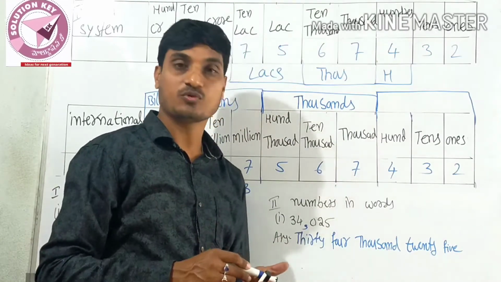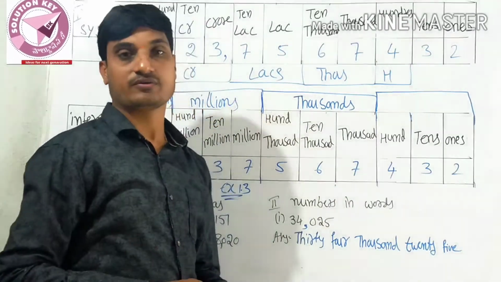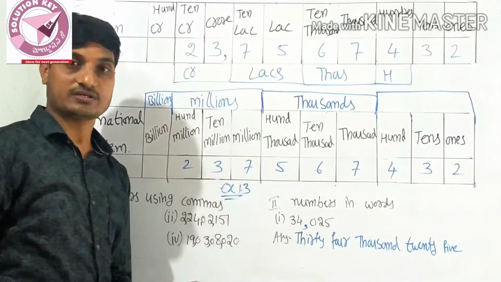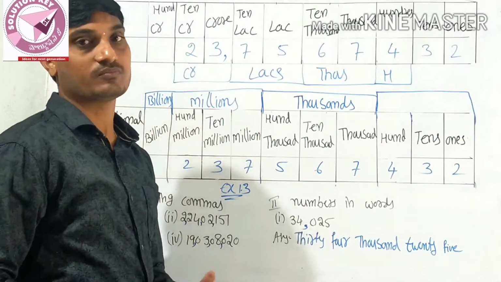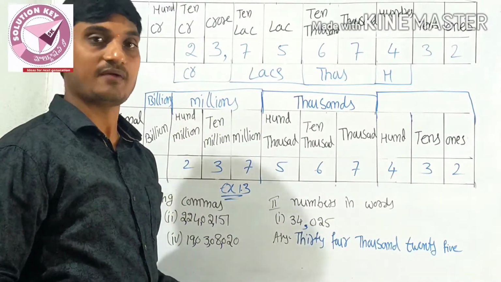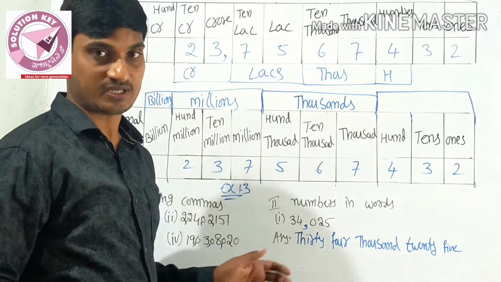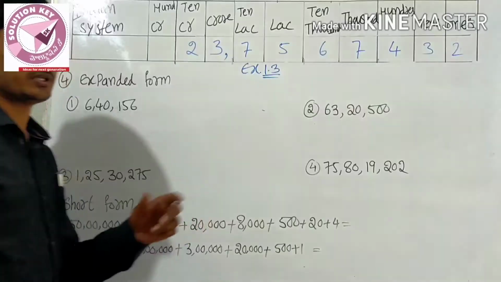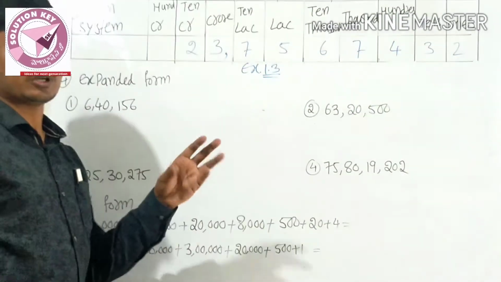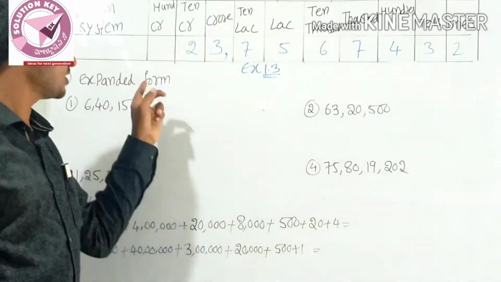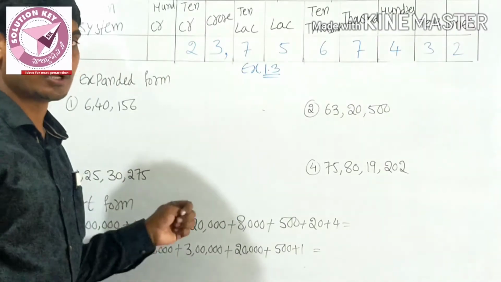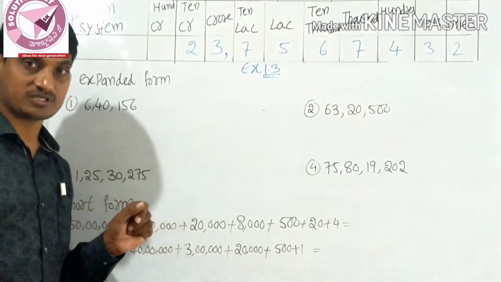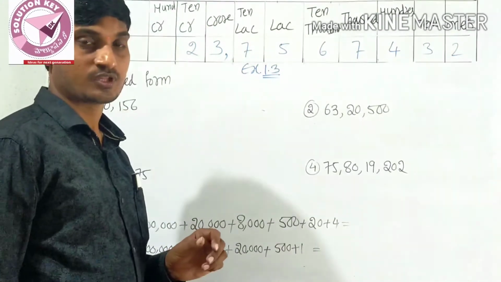Remaining in the second bit, 3 more problems are there. You will try. If you are not getting them, keep them in the comment box, and I will explain again in the next class. Okay, let us start the explanation form. See here, in 1.3, the first, second and third bits are completed. Now we start the fourth bit of the exercise, in which they are asking for the expanded form.